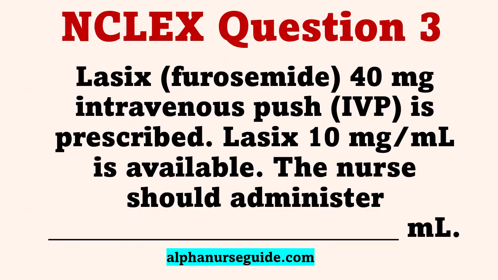Lasix, 40 milligrams intravenous push, is prescribed. Lasix 10 milligrams per 1 milliliter is available. The nurse should administer blank mL. The correct answer is 4 milliliters. The formula is desired amount divided by what is available, times quantity, equals amount to administer. 40 divided by 10 and multiplied by 1 equals 4 milliliters.